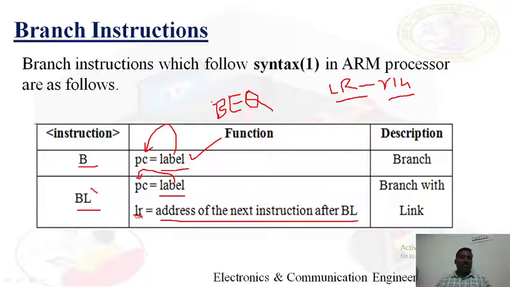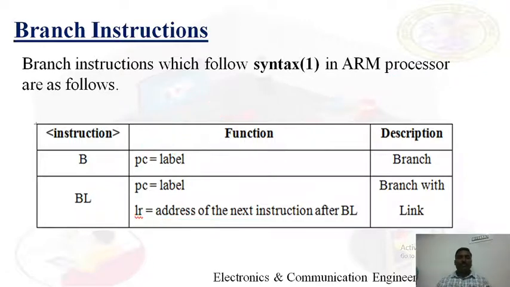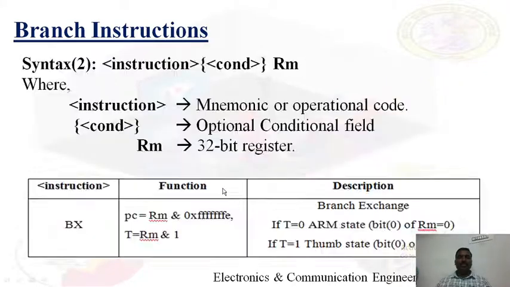Usually this BL instruction is used to call or branch to a subroutine, because after the execution of the subroutine we need to get back into the called program. So we have to give the link between the called and calling program. In order to establish the link, we use this link register. So these are the functions of the B and BL instructions.